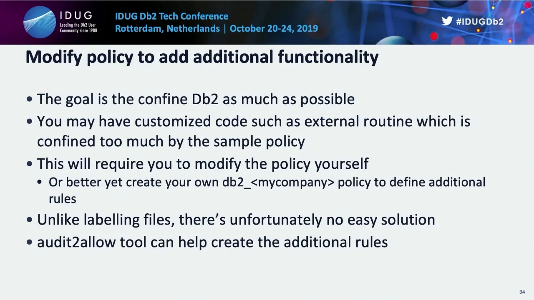And then anything else you might be doing that I can't guess, you're going to have to change as well, right? If the external routines are off doing weird stuff, you'll need to change things to allow that, okay? So you can modify the direct policy that we supply. You can also create additional policies on top of it, right, to create just a small set of rules so that you're not changing the ones we have, and you can create just a separate one to distribute. And there's a tool, audit2allow, which we're going to go through an example of, which will help you create these additional rules based on failures.